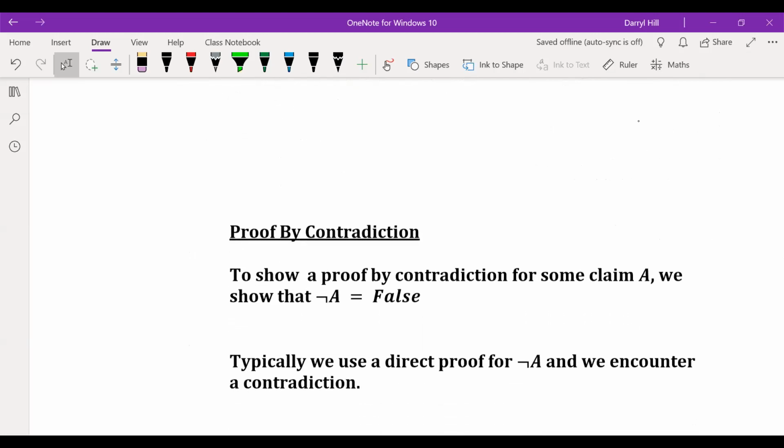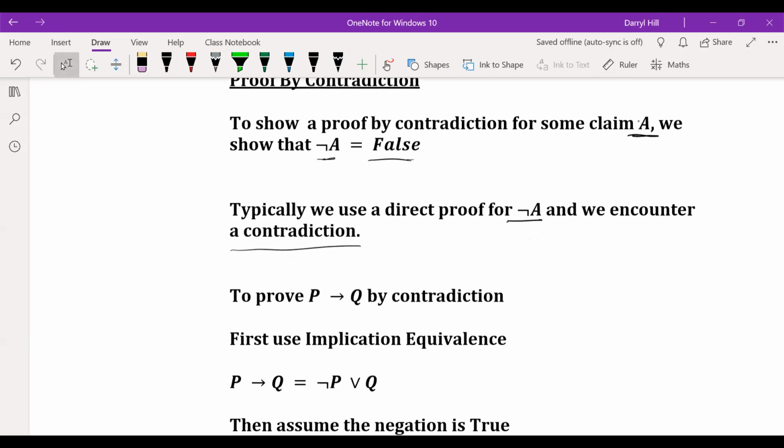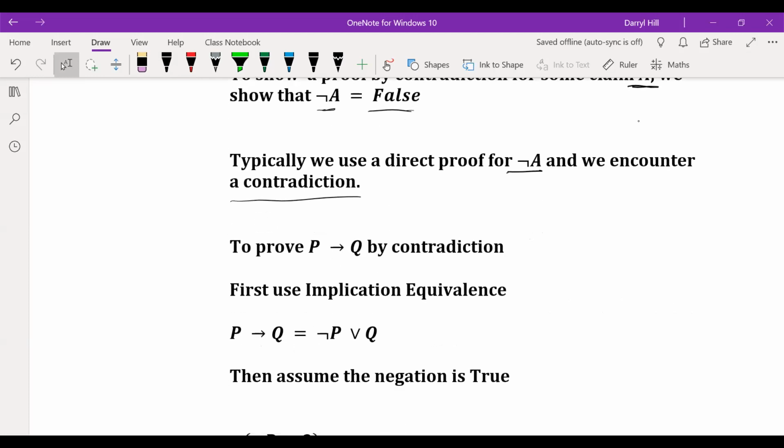So, proof by contradiction. It's one of my personal favorites because, applied the right way, you can make a very nice short proof. We have some claim A, and we want to show that not A is false. So we take the negation of what we want to prove, and then at some point we encounter a contradiction. We end up with a false: two things that contradict each other, and so that proposition must have been false. All right, so we'll go through an example.